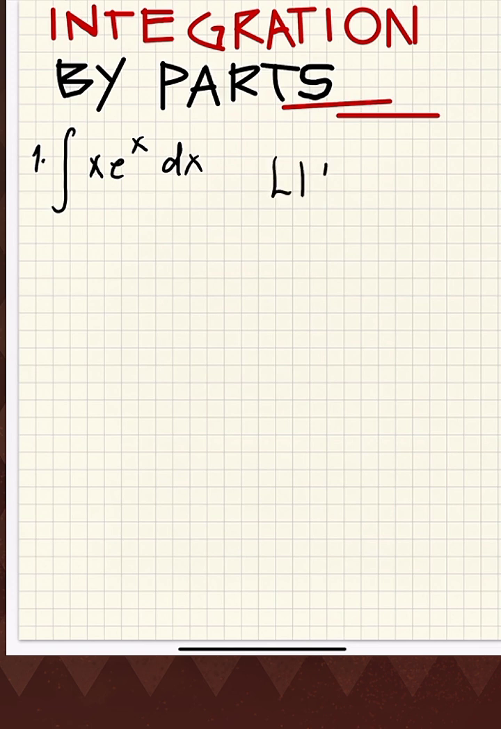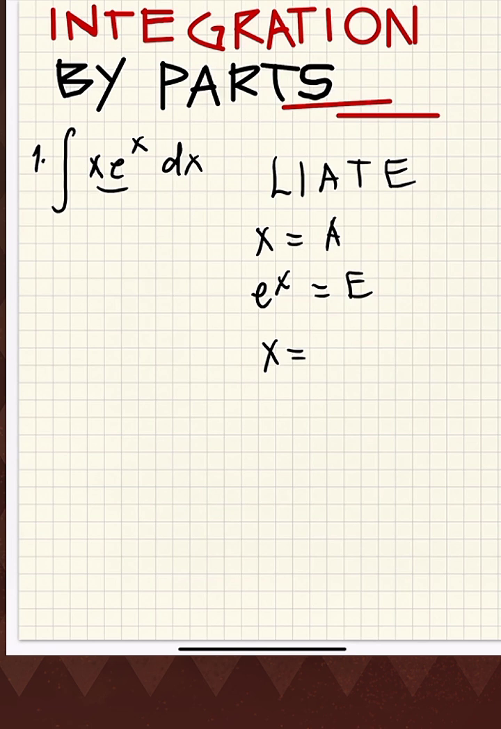LIATE, right? So in here, our x will be algebraic, right? And e raised to x is an exponential. Then our x right now will be our u, and e raised to x is our dv.